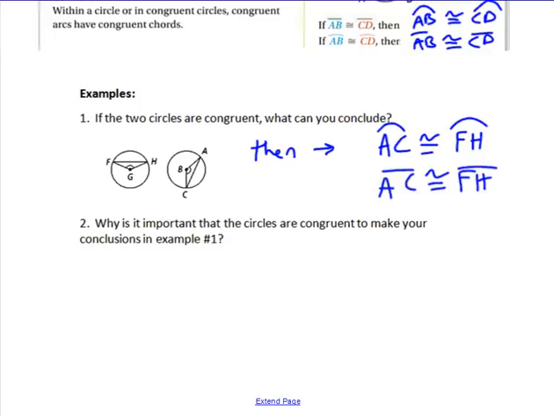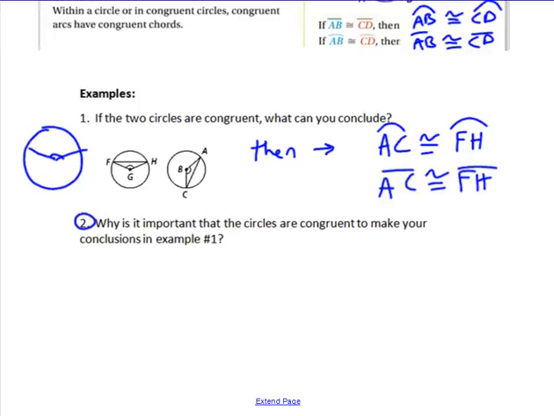Now, question 2 is a thought question. Why is it important that the circles are congruent to make your conclusions in example 1? So think about it. If they're not congruent, if you had a larger circle, we could still have a congruent angle, but the arc is going to be a lot bigger because it's just a naturally bigger circle. So it has to be congruent.